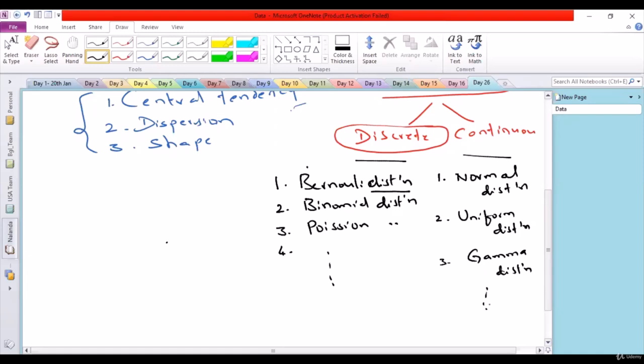The answer is no. If you know how to convert the data into a normal distribution, especially when it comes to continuous data, then you are good to go.